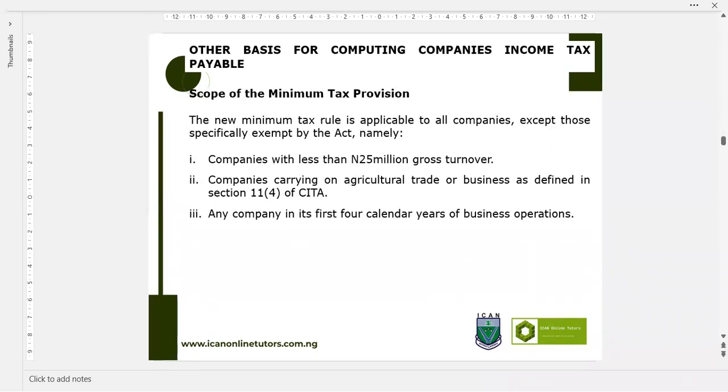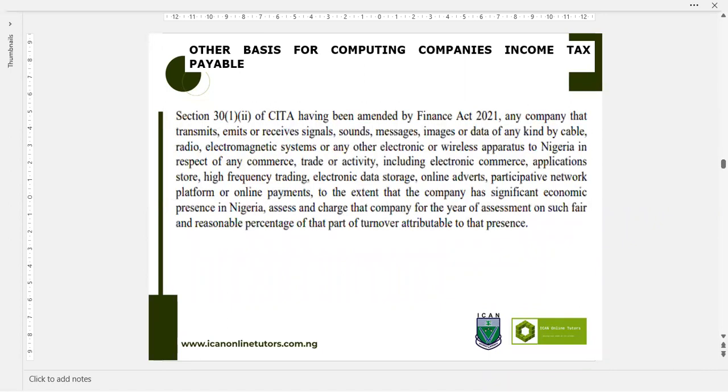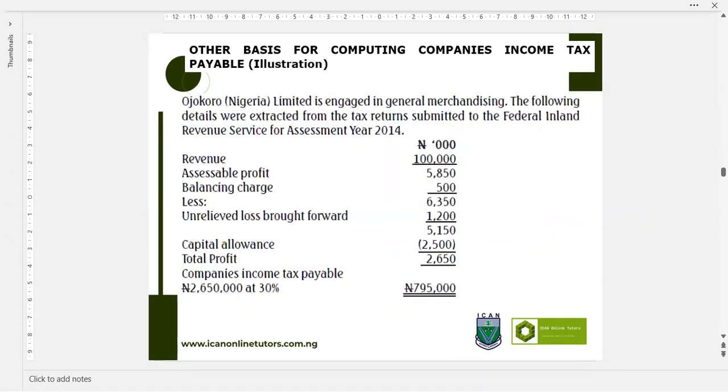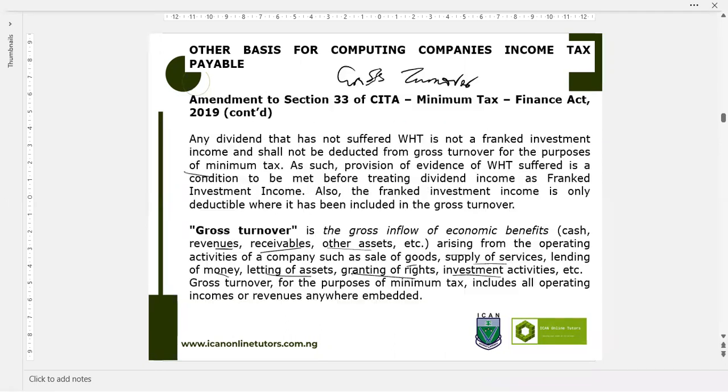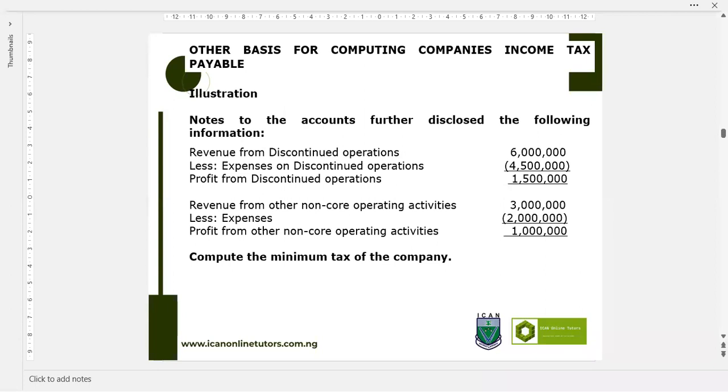So let's take this illustration. I hope you are with your writing materials. Hello. Hello, somebody. Are you there?